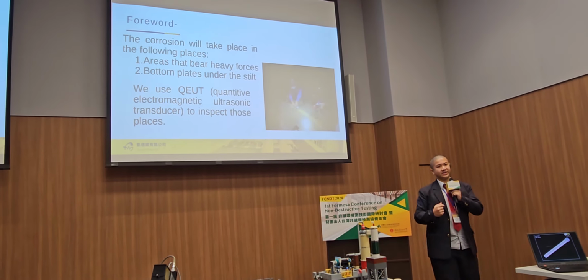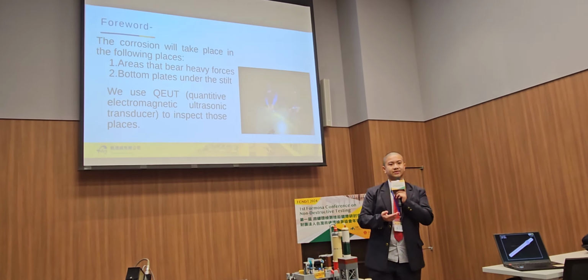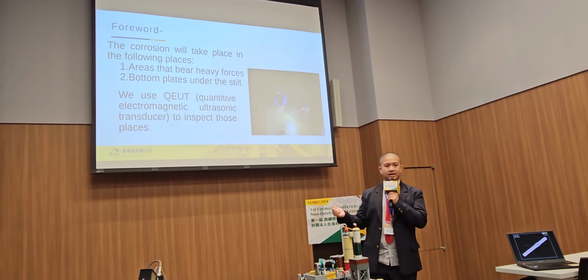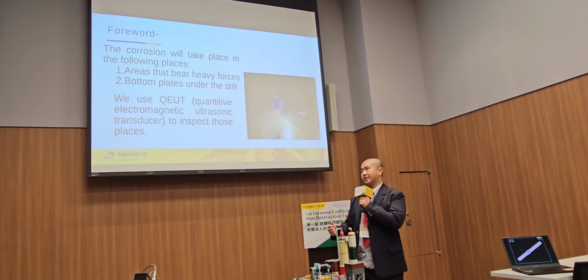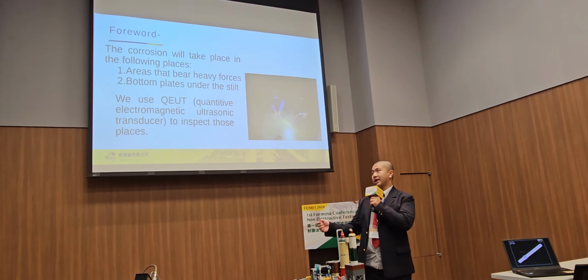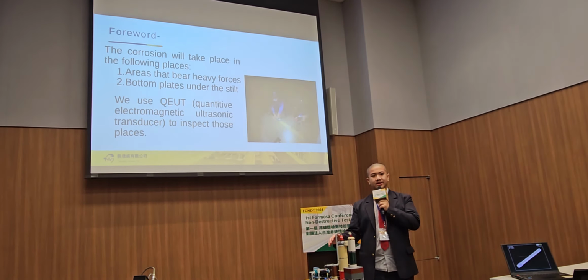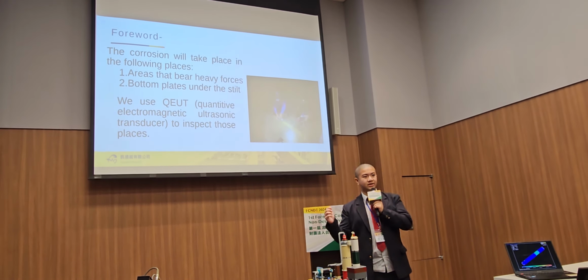And the corrosion will take place in several places, like take the storage tanks for example, areas that bear heavy forces, like the corner of the storage tanks. And also some large storage tanks have a stilt, and down at the stilt bottom it's very easy to corrode because it also contains heavy forces.